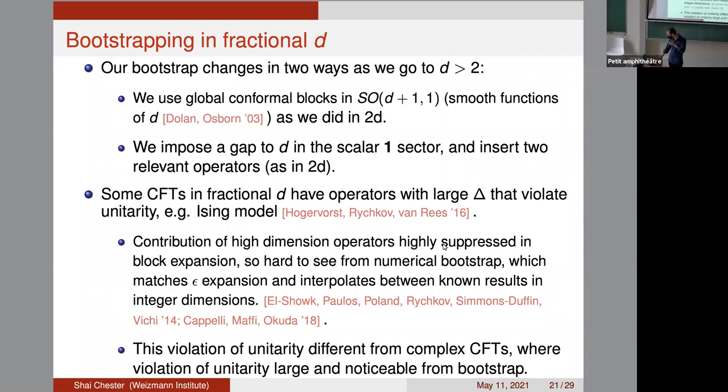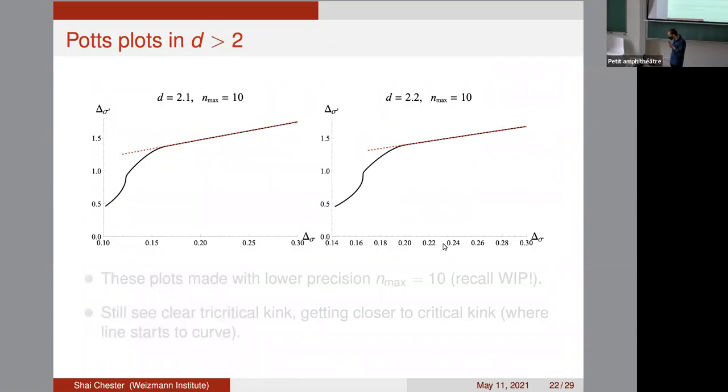Okay, so now let's show the analogous upper bound plots that I showed you in 2D, now for D bigger than two. I should note that this was done with slightly less precision because I only had three weeks to do it. So here's the plot in D equals 2.1, here's the plot in D equals 2.2, and you see these are qualitatively very similar to the plots I showed before. Except, of course, I'm just showing a certain region, not the full plot. There was also some kind of lower bound. Here I'm just focusing on an upper bound.